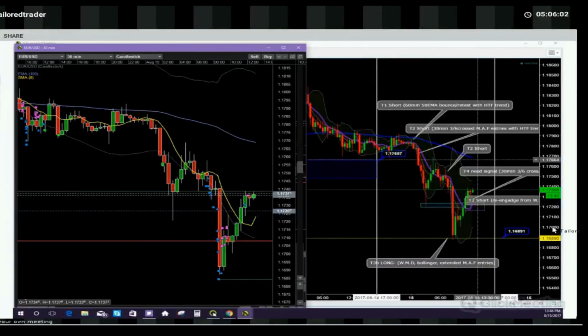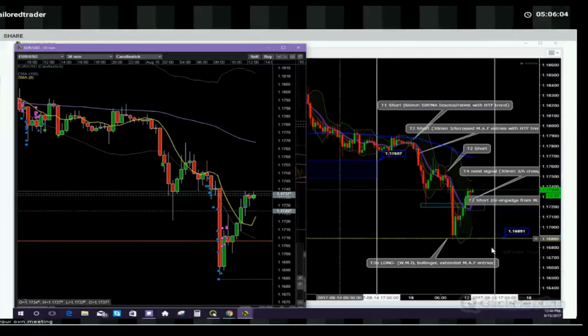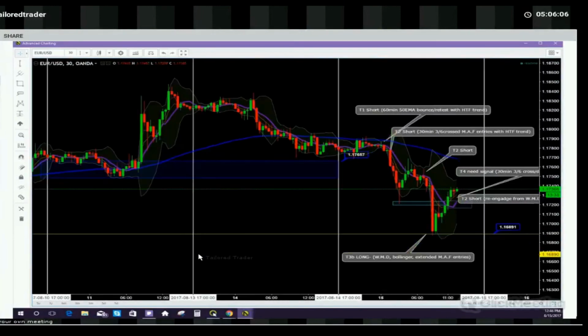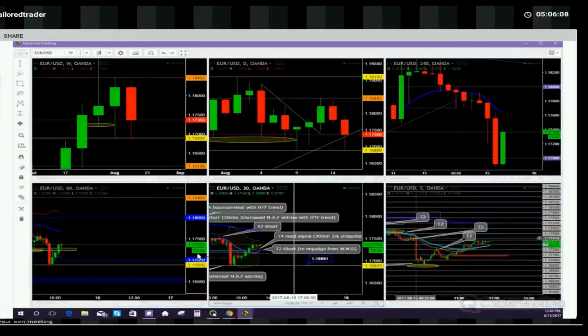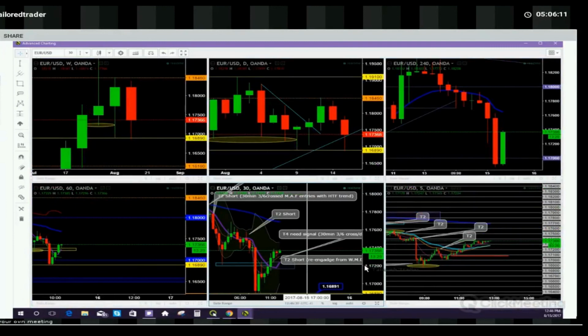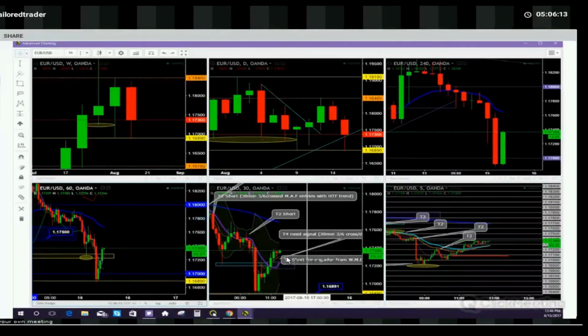So again, it may be a different language, I get it, but it's a whole strategy that I trade, and I marked it T1, 2, 4 as it is TaylorTrader.com, so it's only right to do T with that.